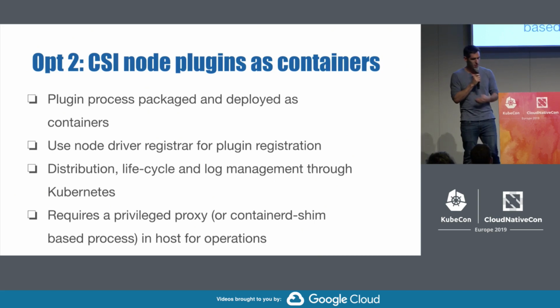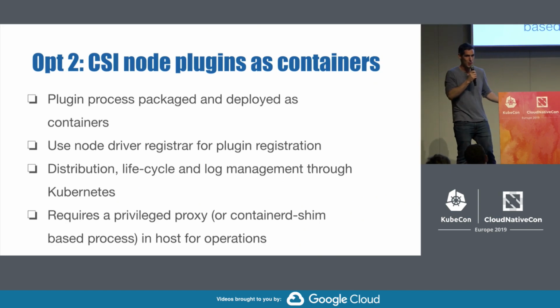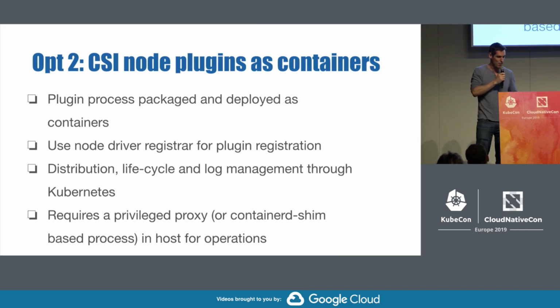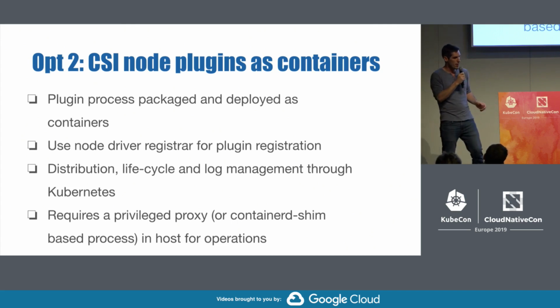So the second option is to somehow still run containers. That's cool, because you have Kube there after all, so that's a good way to make sure everything runs and to deploy things. You don't have to reinvent the wheel for that. You can use the register sidecar for this, and all the distribution and lifecycle is going to be handled by Kube. And so the problem is, how do you get around the lack of privilege support and mount propagation?